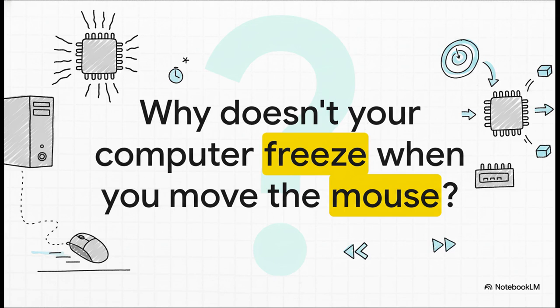I mean, really think about it for a second. Your computer's processor can do billions of things in the time it takes you to blink. Meanwhile, you're just moving your mouse across a desk. That is an insane speed difference. So how on earth does your computer bridge that gap without just grinding to a complete halt every time you do anything? That's the big question we're tackling today.